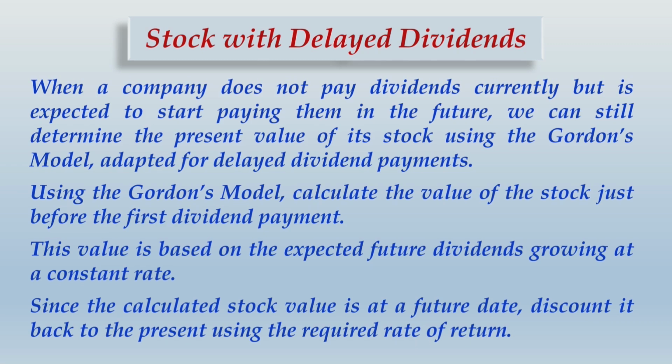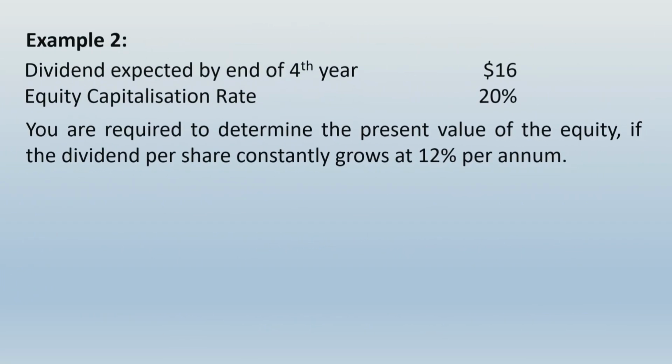Alright friends, once you have completed writing this whole thing, let us move on to the next example, that will be example 2. Let us read this example. Dividend expected by end of 4th year is given as $16. Equity capitalization rate is 20%. You are required to determine the present value of the equity if the dividend per share constantly grows at 12% per annum. But the constant growth of 12% per annum will apply only when the dividend is paid, and the dividend first time is going to be paid in the 4th year.